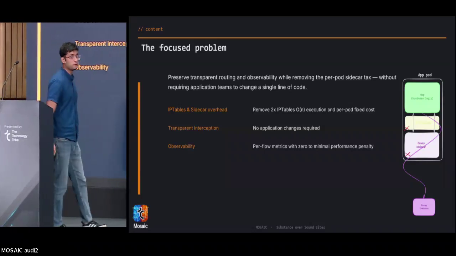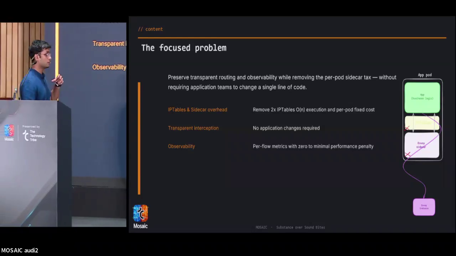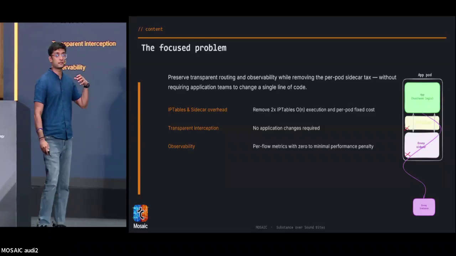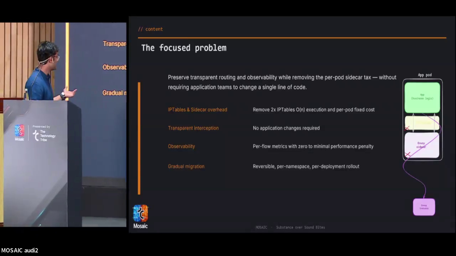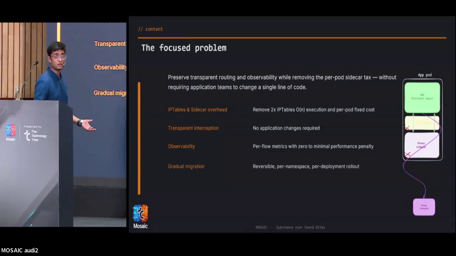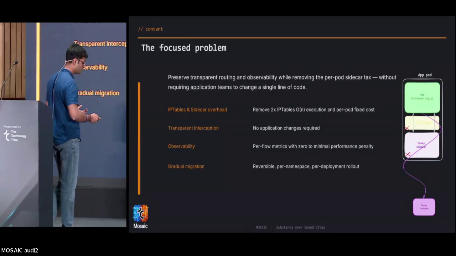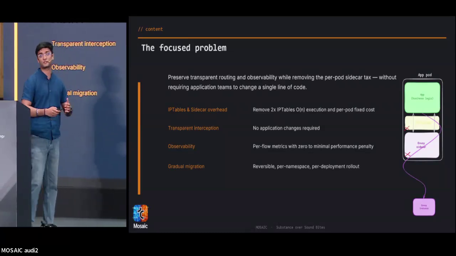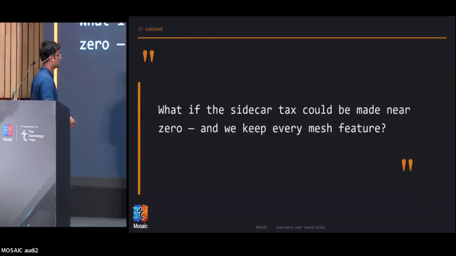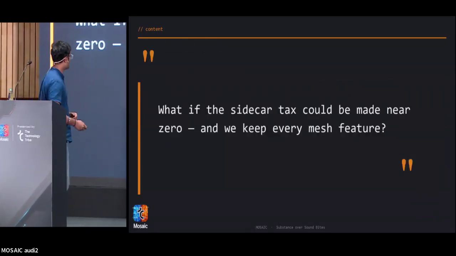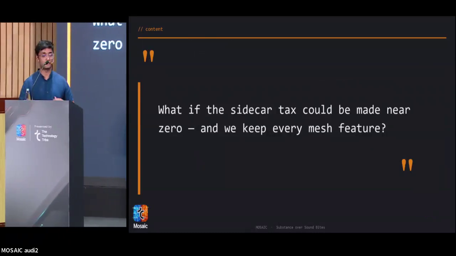No compromise on observability. We want to make sure whatever we are observing now should continue. We should be getting all those metrics as is, plus there should not be any performance penalty. And then the migration should not be a big bang cutover. It should be gradual. We wanted step-by-step migration, where we onboard some services first, observe what is going on, and then scale it out. So we asked this question: what if the sidecar tax could be made near zero, and we keep every single service mesh feature?